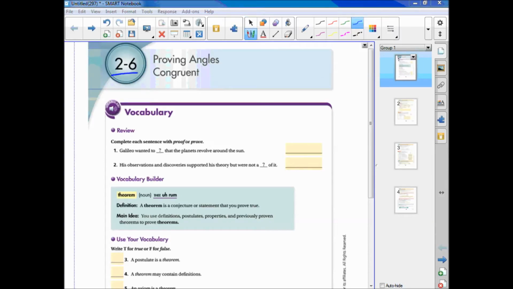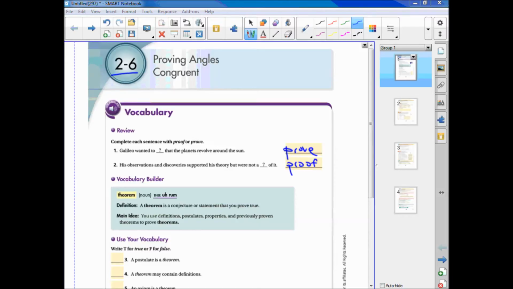Today we are covering section 2.6, Proving Angles Congruent. So complete each statement with proof or prove. Galileo wanted to prove that the planets revolve around the sun. His observations and discoveries supported his theory, but they were not proof of it.